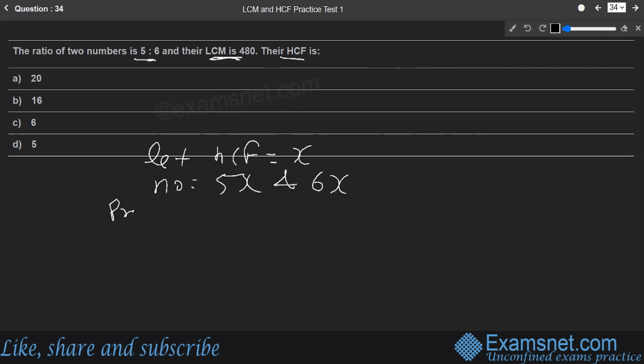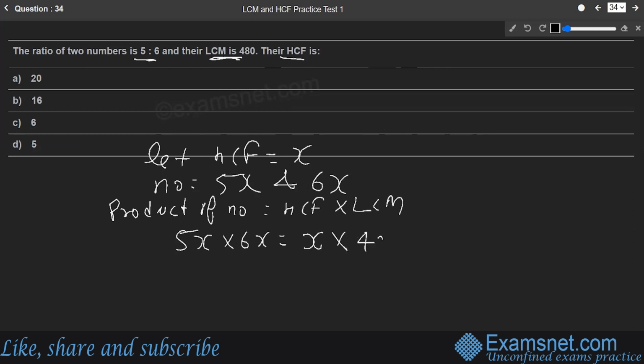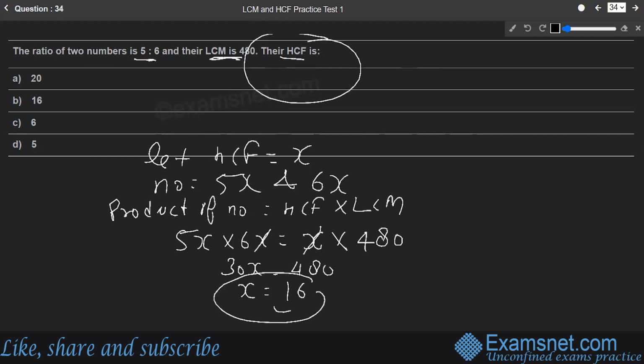Now, we can make use of the formula which says the product of the numbers is always equal to HCF into LCM. So the product of the numbers will be 5x into 6x, equal to the HCF, which is x, into the LCM, which is given in the question as 480. We can cancel an x, so we remain with 30x equal to 480, which gives us x as 16. That's what they asked for: their HCF, which we assumed to be x. So the HCF becomes 16, and that is the right answer, option B.